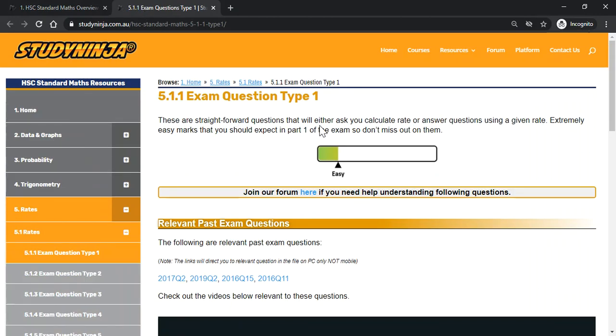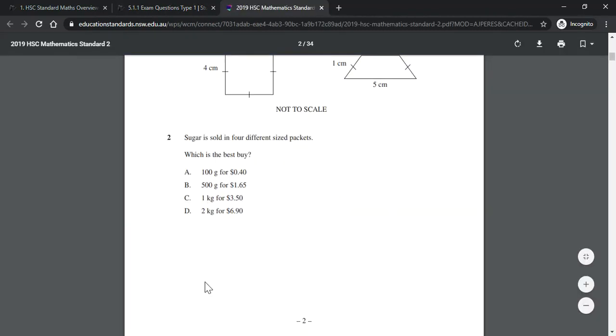These kinds of questions either ask you to calculate a rate or answer questions using a rate which is given in a question. So these are very easy marks that you should expect in part 1. So please don't miss out on them. So let's open 2019 question number 2.